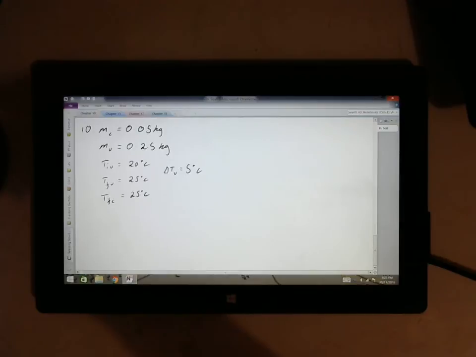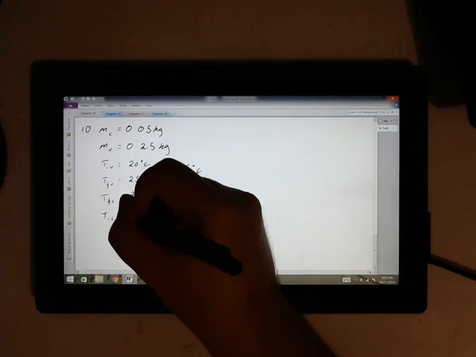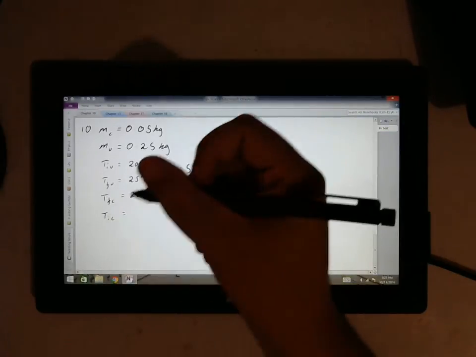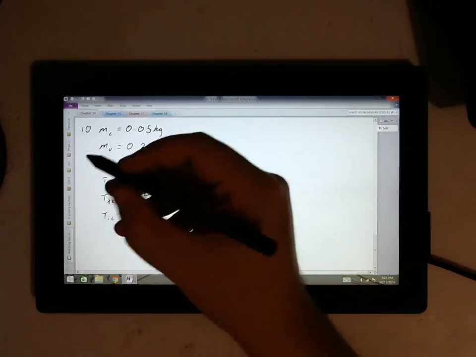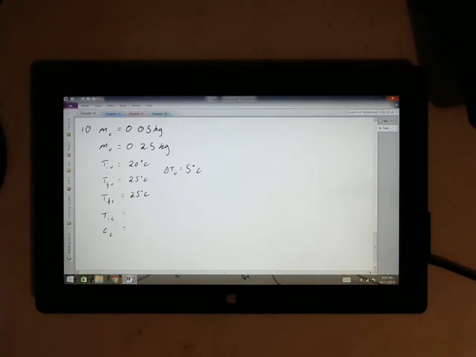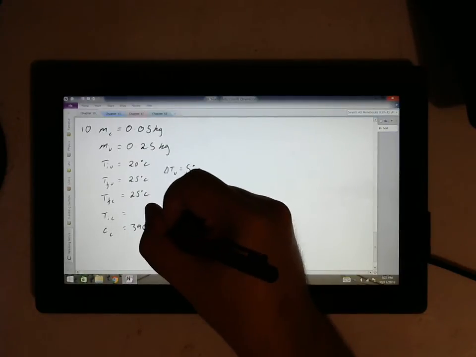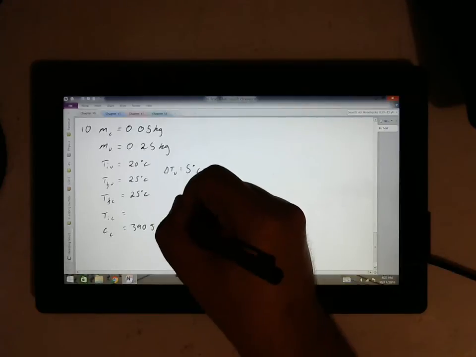So some things we want to know: what is the initial temperature of the copper? And we're dealing with copper, which is a known substance, so we should be able to find the specific heat capacity of copper. That one's easier than the first one, so let's do that first. We scroll back and see that on page 245 we've got our specific heat capacities. So copper is 390 joules per kilogram Kelvin.